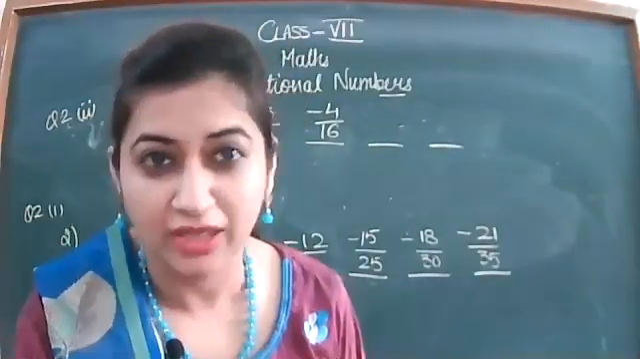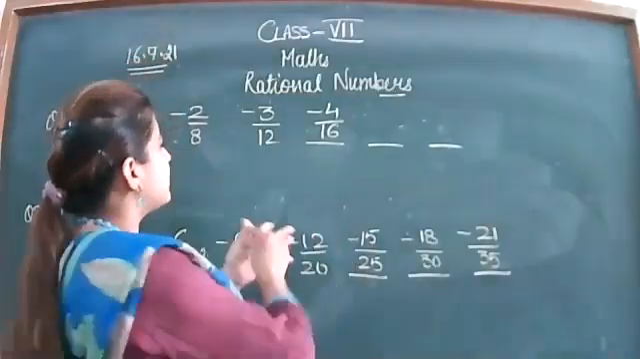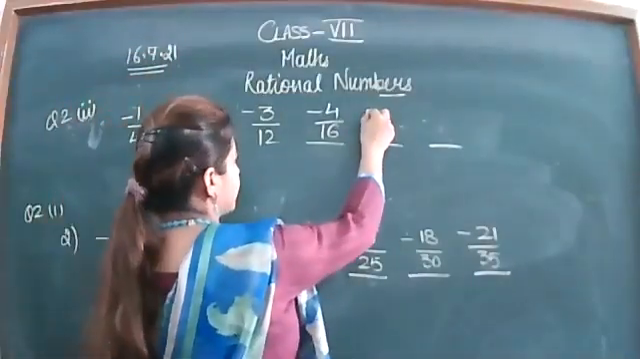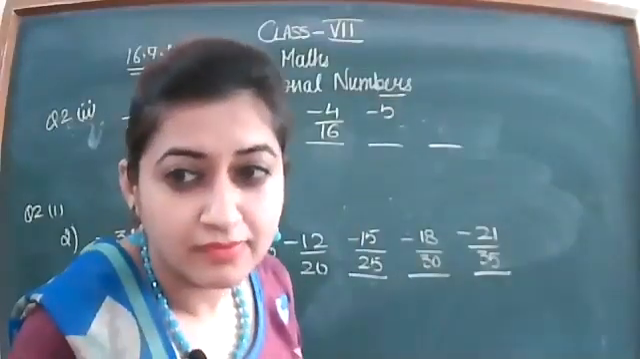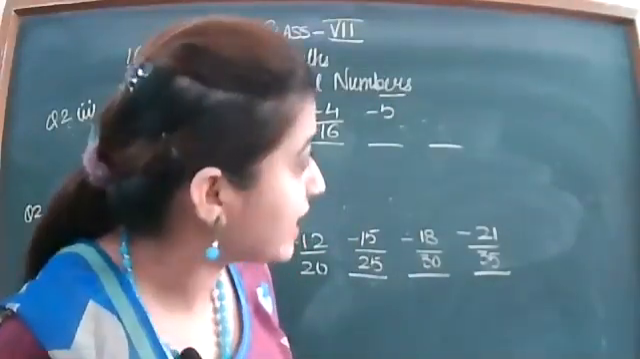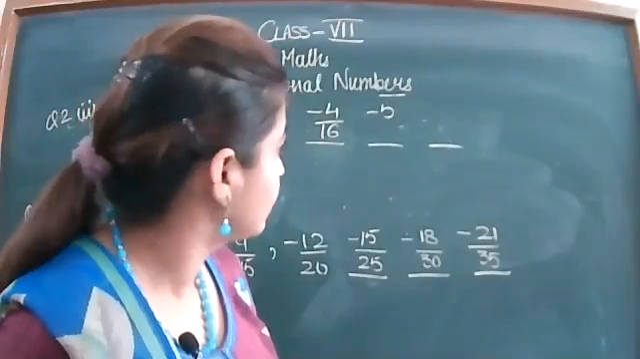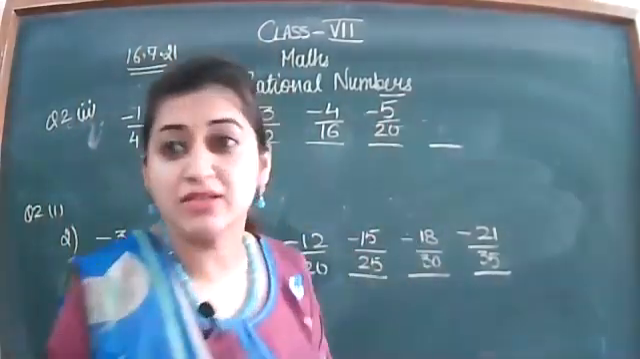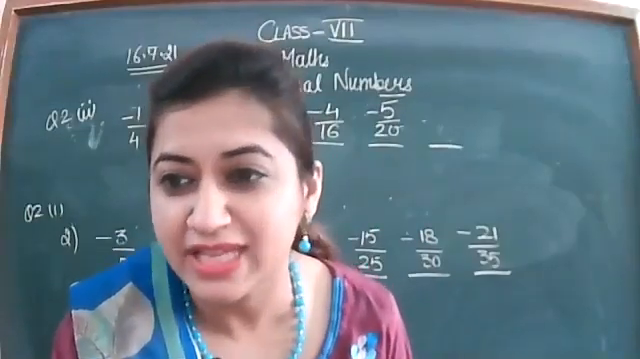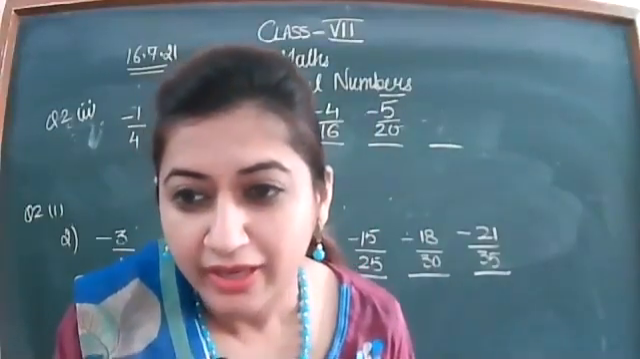Okay, Weber. Anji. Weber, yes, what will be the next number? Ma'am, minus 15 over 20. Minus, ma'am, minus 5 upon 20. Yes, yes. Minus 5 by 20. Next, Hargun will answer.